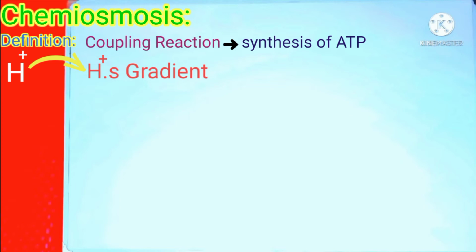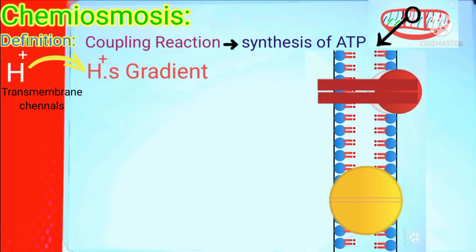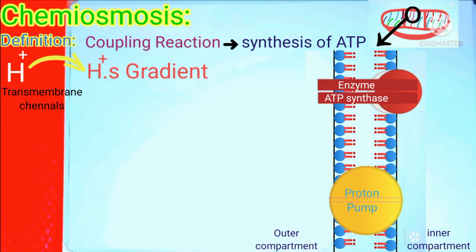Students, eukaryotic organisms possess transmembrane channels in their mitochondrial membranes that pump protons. Suppose we have a mitochondrion. If we see this small portion of a mitochondrion under a microscope, then we will obtain this view. In this view, this is the outer compartment of the mitochondrion, whereas this is the inner compartment. This mitochondrial membrane possesses an enzyme known as ATP synthase, and it also consists of a proton pump.